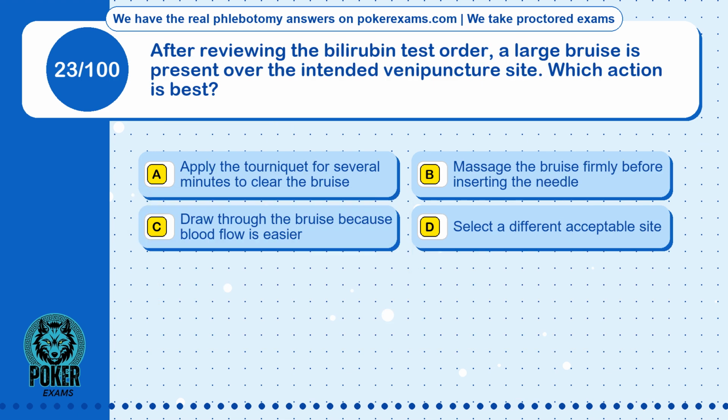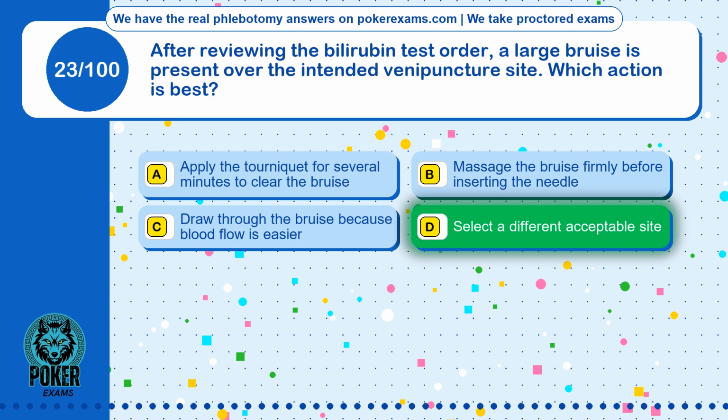Question 23. After reviewing the bilirubin test order, a large bruise is present over the intended venipuncture site. Which action is best? Option A, apply the tourniquet for several minutes to clear the bruise. Option B, massage the bruise firmly before inserting the needle. Option C, draw through the bruise because blood flow is easier. Option D, select a different acceptable site.